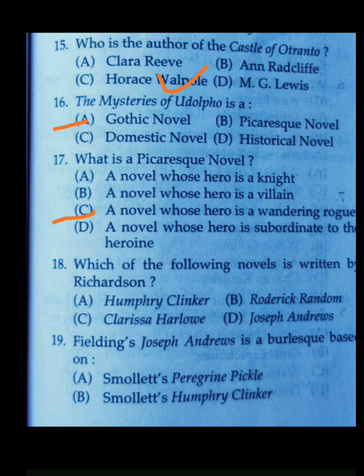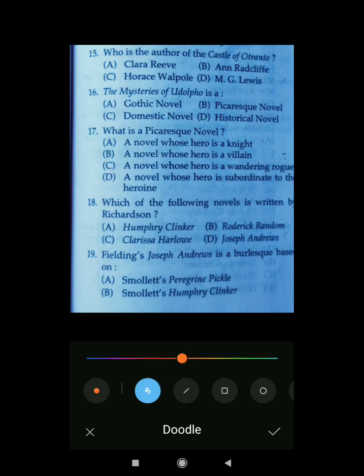Which of the following novels is written by Richardson? It is Clarissa Harlowe. Clarissa Harlowe is written by Richardson, option C. Next one, Fielding's Joseph Andrews is a Burlesque based on. Here for the 19th question, option is not given there and the answer is Richardson's Pamela. Richardson's Pamela is the correct answer for 19th question.